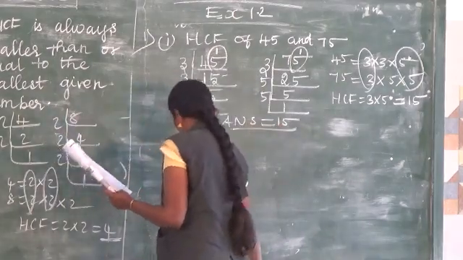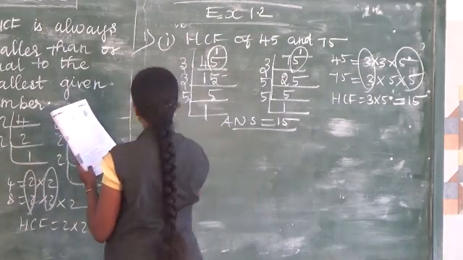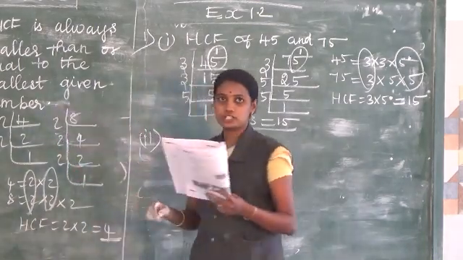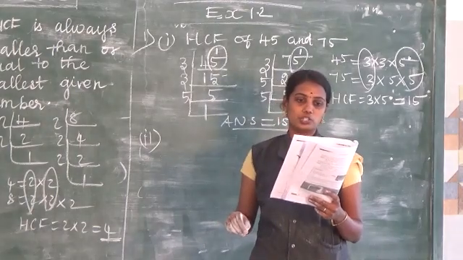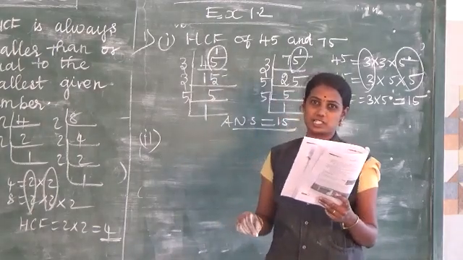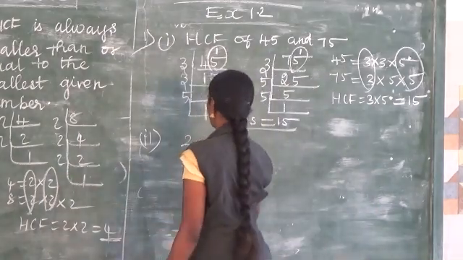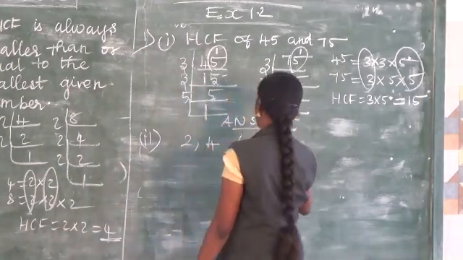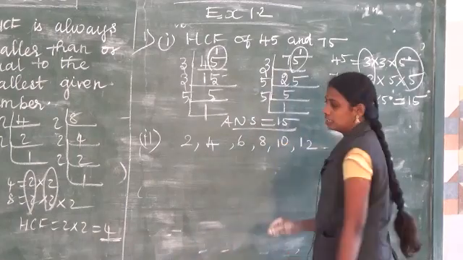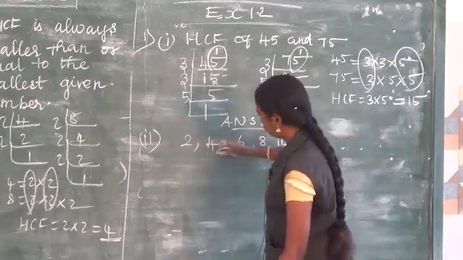Question number 2, option 2: HCF of 2 successive even numbers. Successive means the next even number. So the even numbers are 2, 4, 6, 8, 10, 12, and it will go on. Take 2 successive, meaning next even numbers.